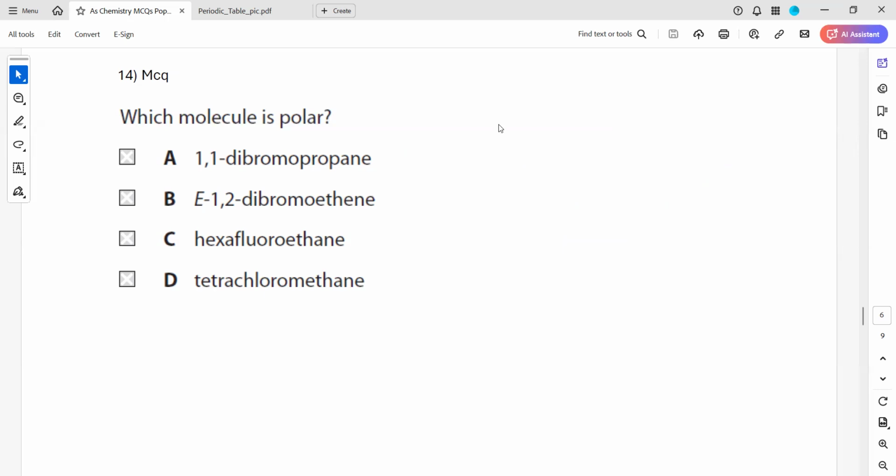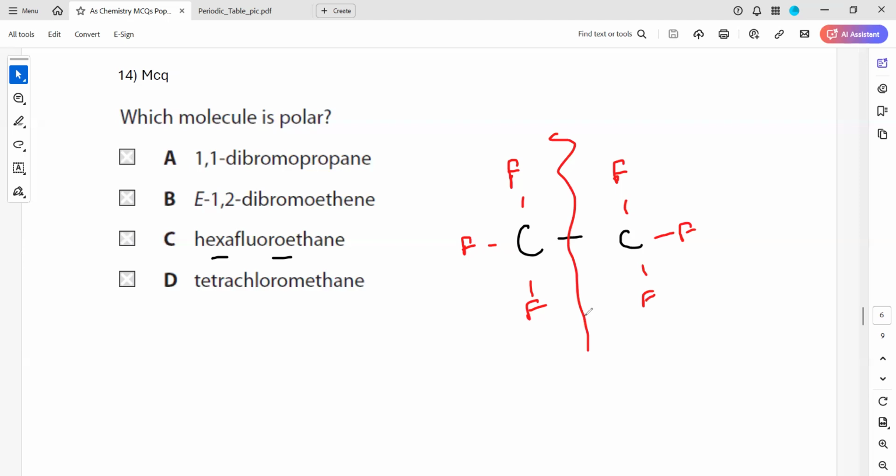hexafluoroethane? What about the hexafluoroethane? Eth means 2 carbon. Hexa means 6 fluorines are attached: 1, 2, 3, 4, 5, 6. When I break this molecule, I will find a symmetry in the structure. Because there's a symmetry in the structure, it is likely to be non-polar.